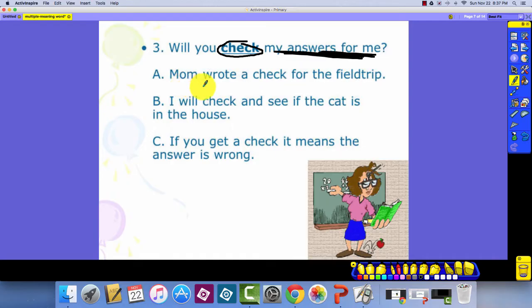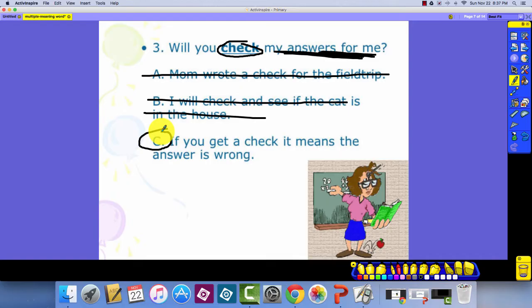A, mom wrote a check for the field trip. She doesn't talk about spending money or needing money for anything, so I don't think mom's writing a check for the field trip. B, I will check and see if the cat is in the house. Again, she doesn't mention anything about a cat. She's not seeing if something is at a place or anything like that, so it's not option B. How about C? If you get a check, it means the answer is wrong. Yeah, she wants to see if her answers are correct or not, so if she gets a check, it means her answer is wrong.